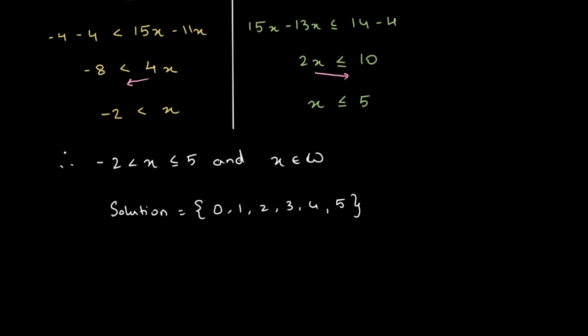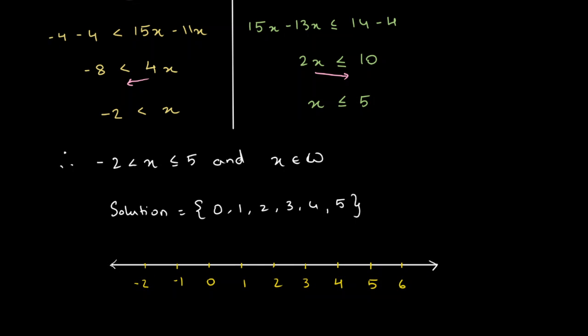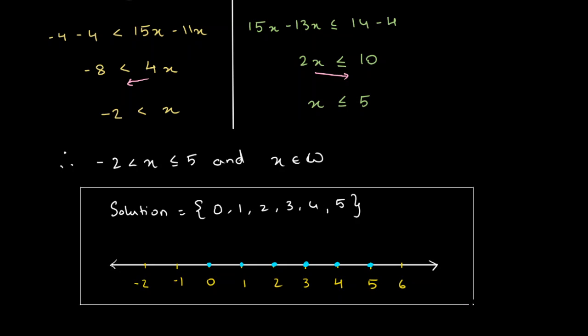Now this has to be plotted on the number line, so let's first draw our number line. Here it is. Remember, we need to plot only the whole numbers, so let's mark the respective whole numbers: 0, 1, 2, 3, 4, and 5. That's our solution set on the number line. So this is our final answer. Let's draw a rectangle on it as we usually do.